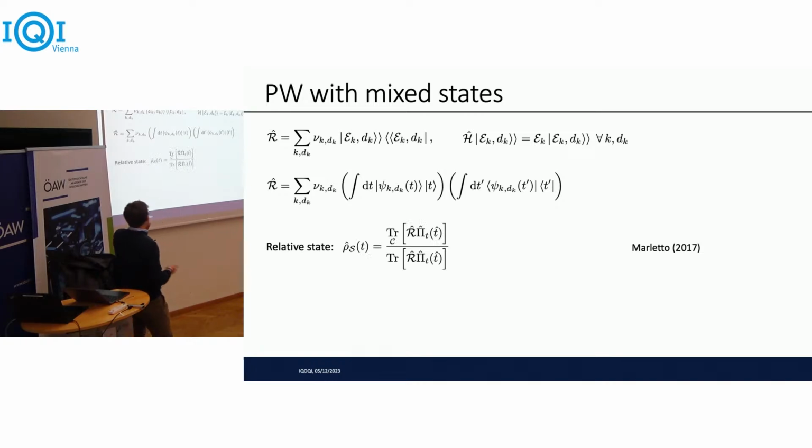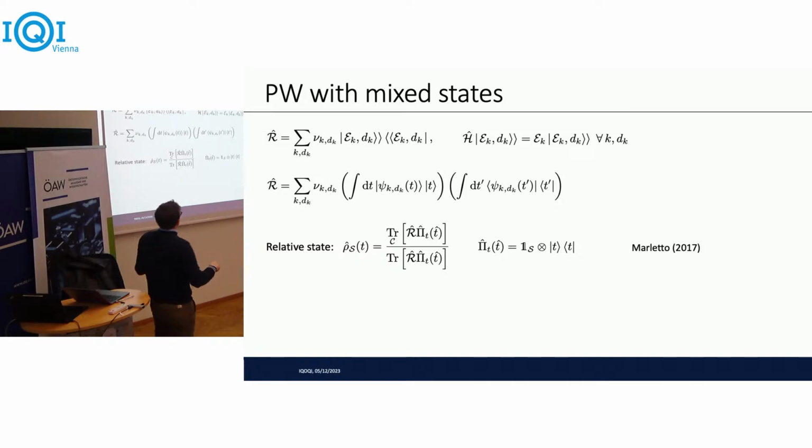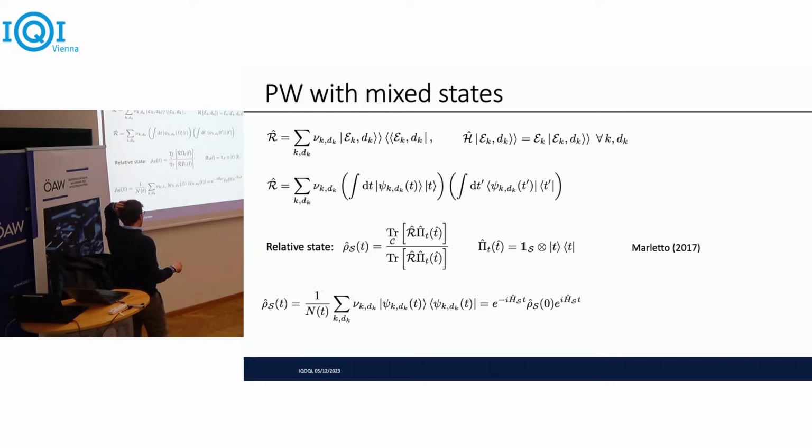OK, and now we need to define a relative state, so the state of the system relative to the clock being in t. We define it like this, where this is just the projector on the t eigenstates of the clock. I just use this notation because it's a bit more compact. It's basically the same operation as before, just that now we have a density matrix, so we're acting on both sides with this t, and here is just a normalization factor. You calculate the relative state for this state here, and you get this expression for the state of the system at time t.